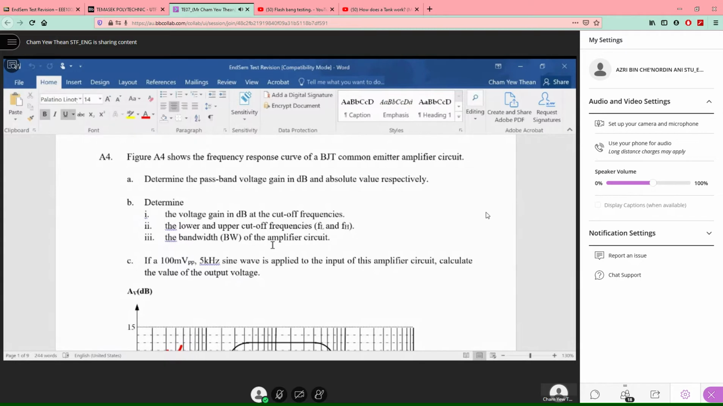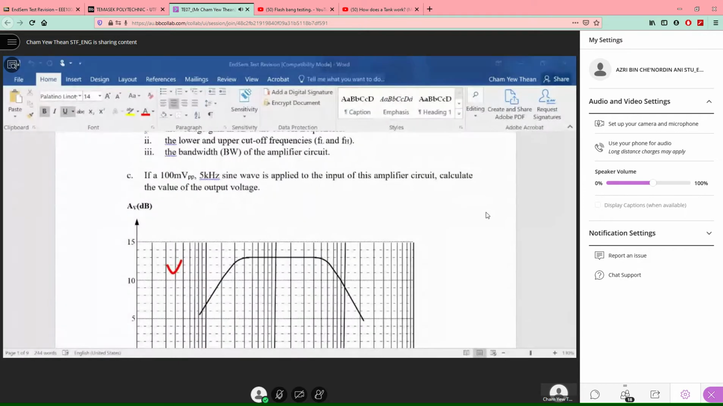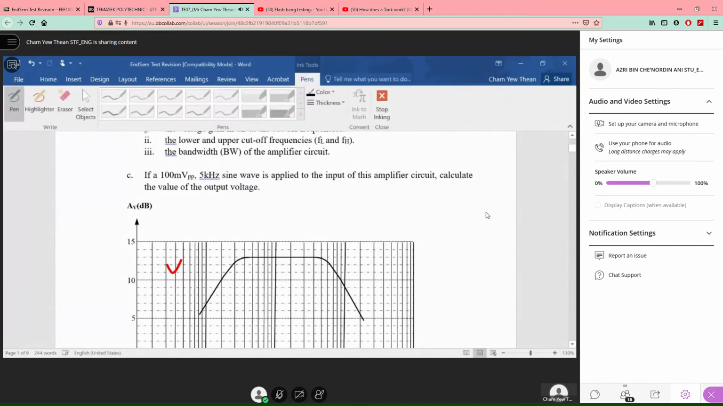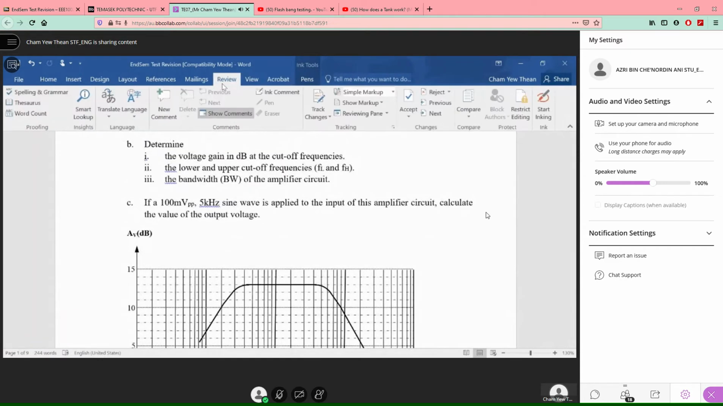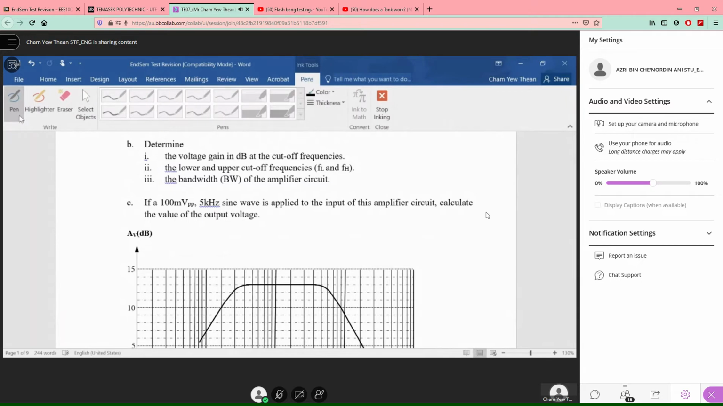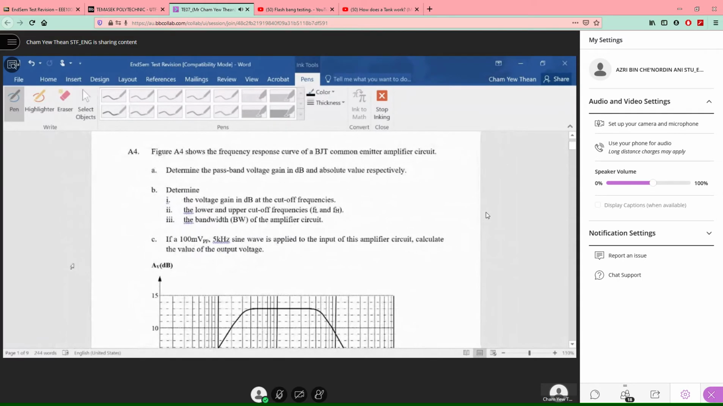Determine the pass band gain. What is the pass band gain, class? What is the value? Hello, what is the pass band gain? 13. Yeah, 13. Hope you all got that right. So basically, the pass band gain is where the gain is flat.